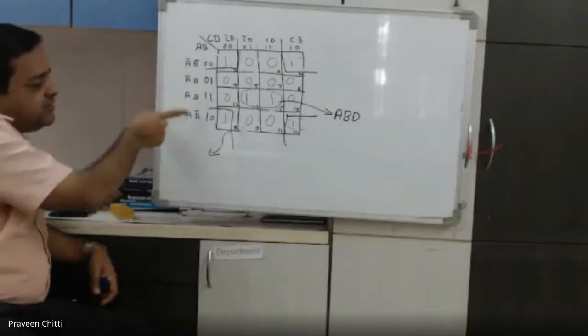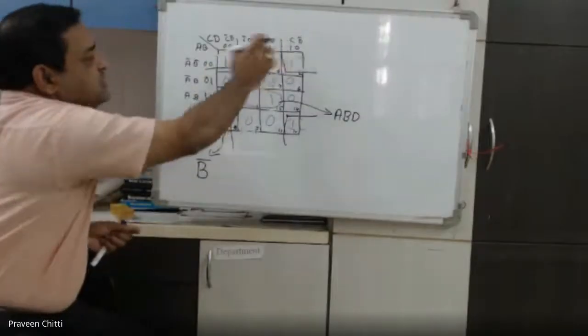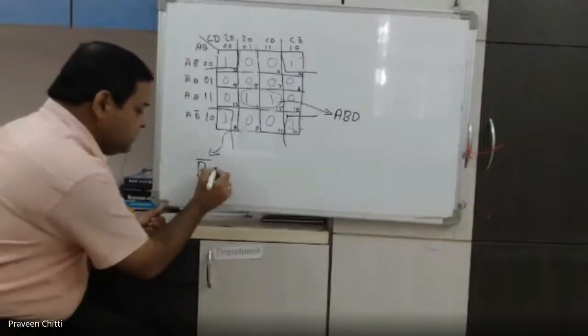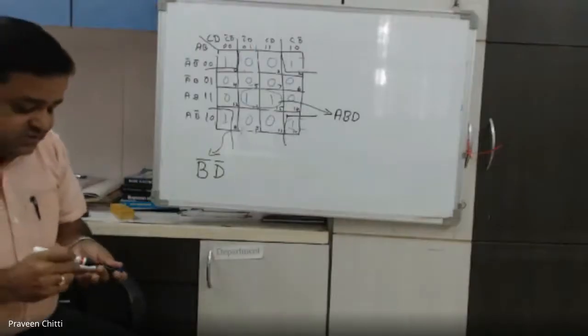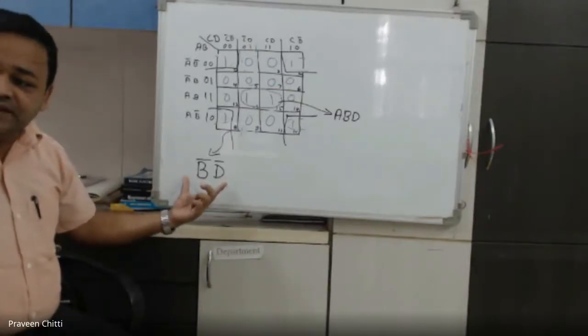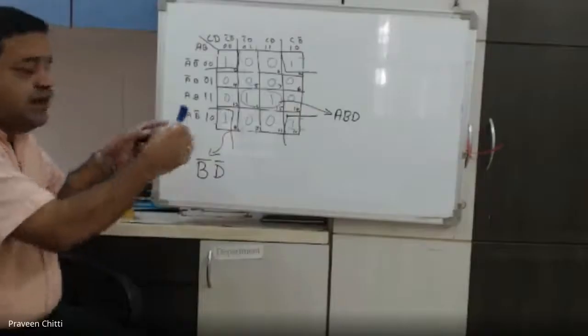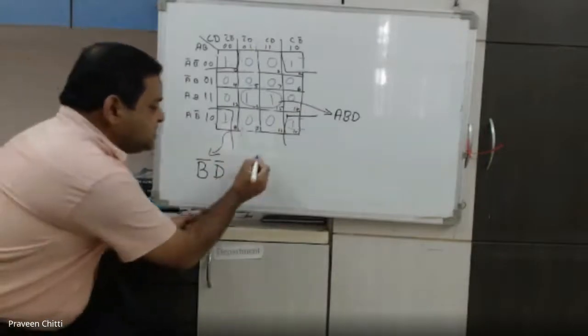So what is common here between this and this? You have to check. A bar B bar, A B bar. So what is common? B bar. Then check what is common here, between this and this. B bar. So B bar is the product term corresponding to this. Which two variables are eliminated here? A and C.